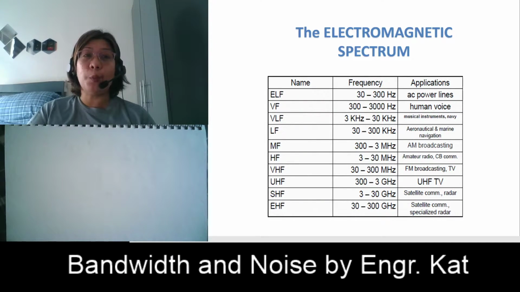What is the important application that we are very familiar with that falls under this category? That is your AC power lines. If you remember, your AC power line is 60 hertz, so it is under this category. And then this is your voice frequency. This is where our human voice frequency falls.